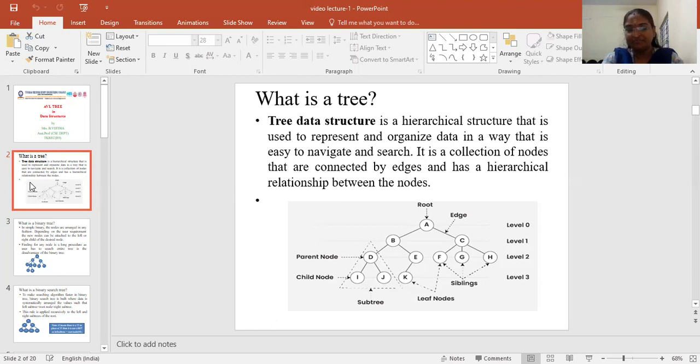as child nodes. And coming towards it, a tree structure is nothing but a hierarchical structure which is used to represent and organize the data, whatever data we put, in a format in such a way that we can navigate and search that particular path or the data. It is a collection of nodes which are connected by edges and has a hierarchical relationship between the nodes. Here we have come across edges. These edges are nothing but the link from one node to another node. This is a hierarchical structure of a tree.